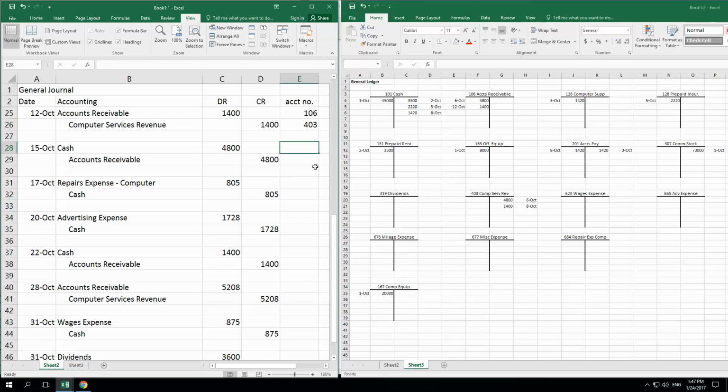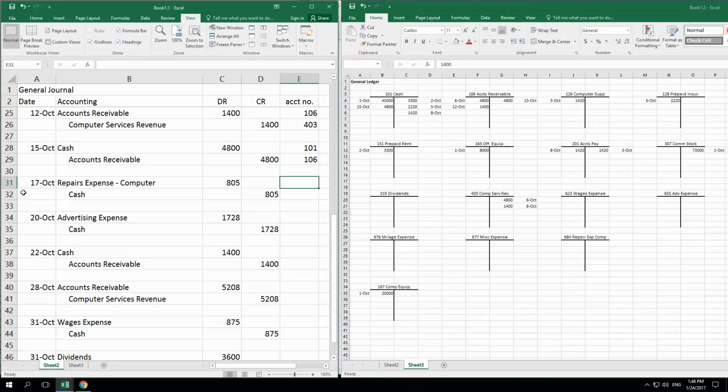October 15th, cash. So we debit cash. See, I don't have to skip a line. I just go right back up to the next debit line. 4,800. Okay, that's account 101. And accounts receivable is credited 4,800. And that's on 10/15. And that'll be account 106.